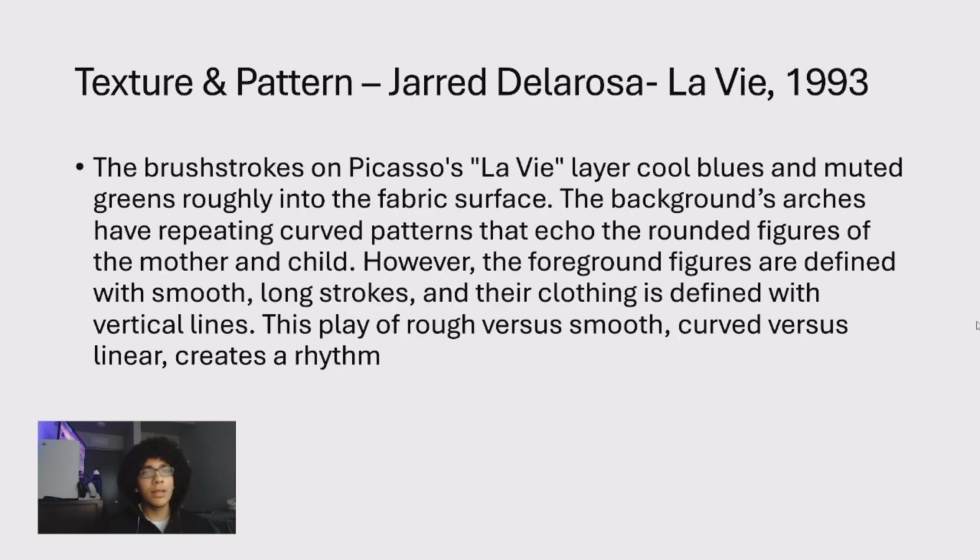The painting relates to mortality and suicide, which hit me at that deeper level, which is why I have a connection to it. The brushstrokes on Picasso's La Vie layer cool blues and muted greens roughly into the fabric surface. The background arches have a repeating curve pattern that echoes the rounded figures of the mother and the child. However, the foreground figures are defined with smooth, long strokes, and their clothing is defined with vertical lines. This plays on rough versus smooth, curved versus linear. It creates a rhythm between the textures and the pattern of the painting.